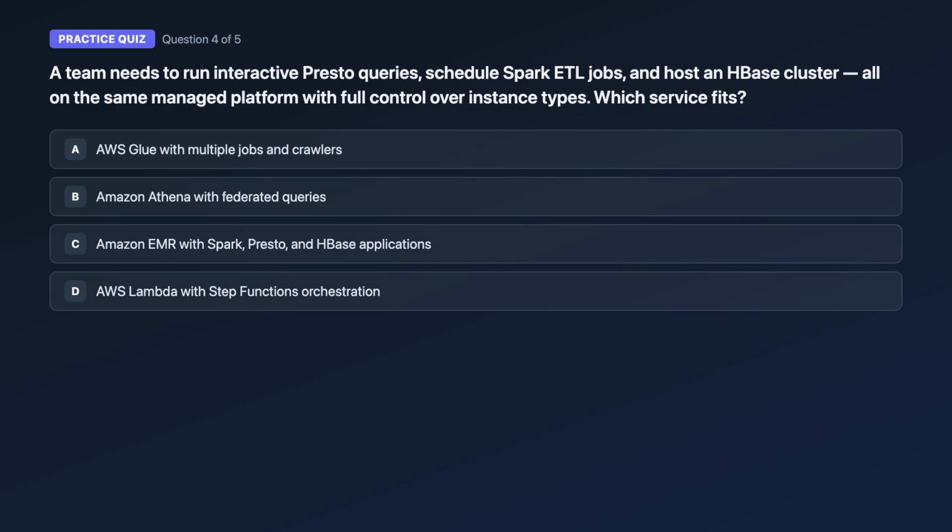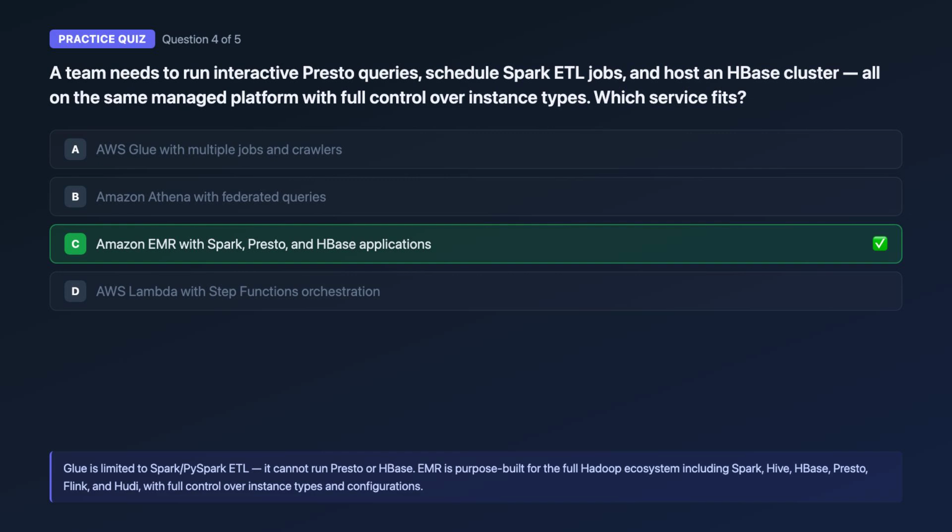Take a moment. The answer is C. Glue is limited to Spark and PySpark ETL. It cannot run Presto or HBase. EMR is purpose-built for the full Hadoop ecosystem, including Spark, Hive, HBase, Presto, Flink, and Hudi, with full control over instance types and configurations. When the question lists Hadoop ecosystem tools, the answer is EMR.